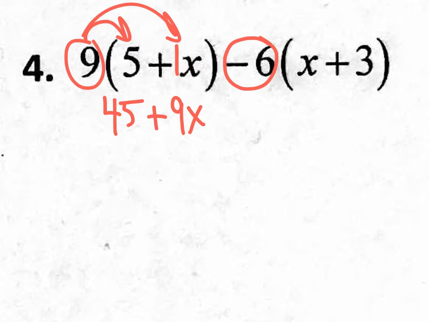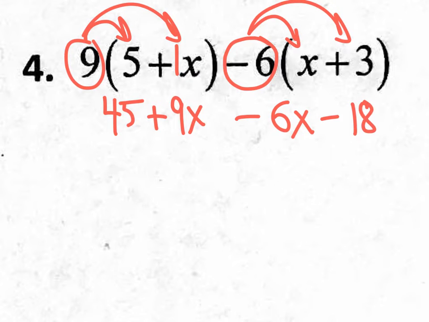It's important to include the minus sign. That's why I circle it and I include that minus sign. Let's distribute. Negative 6 times x is negative 6x. Negative 6 times positive 3 is negative 18. So now we have 4 terms.